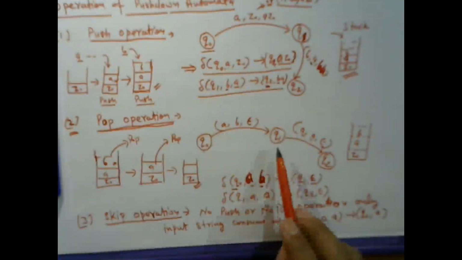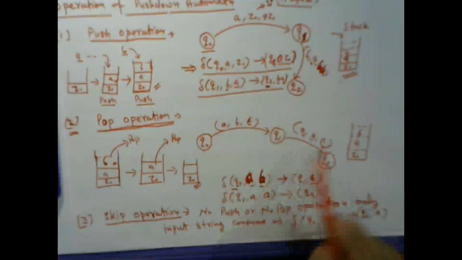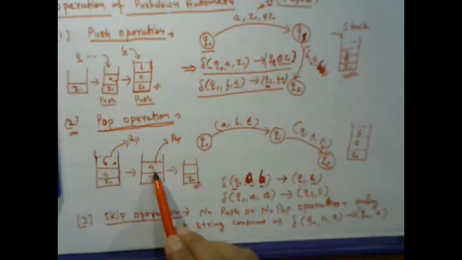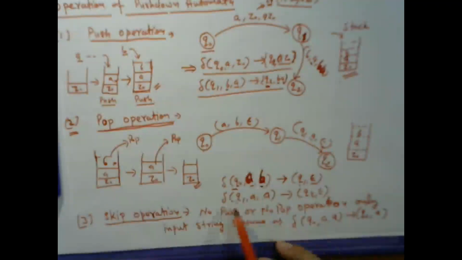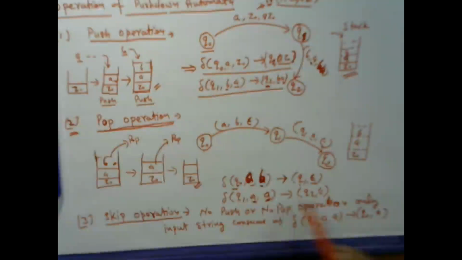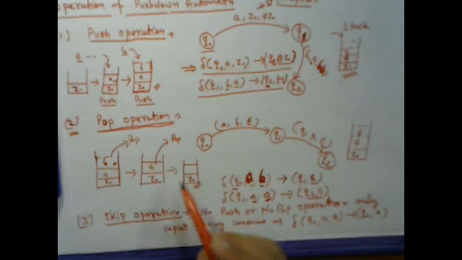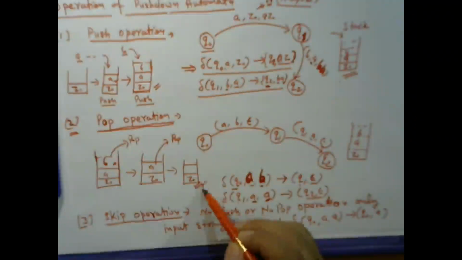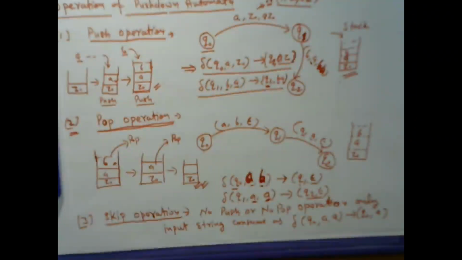Similarly, in Q1 state, if you want to again pop the A from the stack, you can follow the same operation again. Sigma Q1, the input is A, the top symbol is A, then pop that A from the stack, and we get Q2, epsilon. It means both symbols have been popped. Finally we get Z0 as the top symbol of the stack.